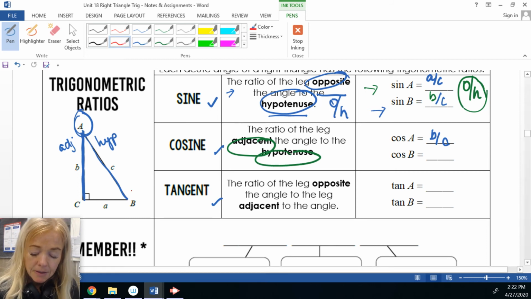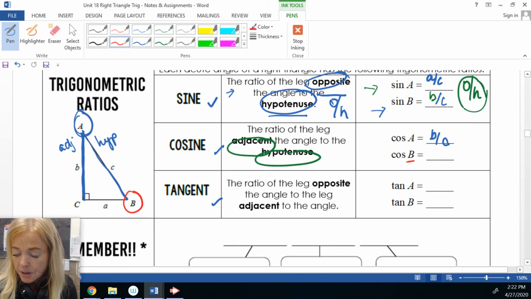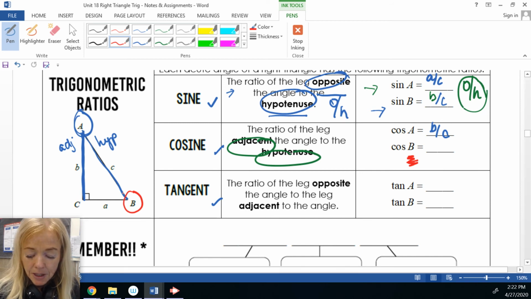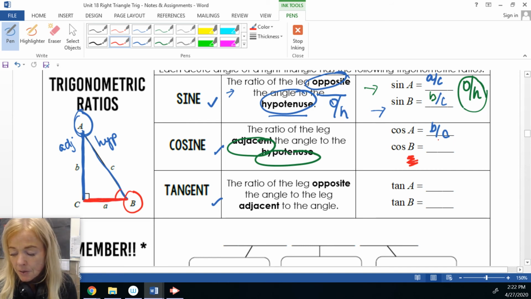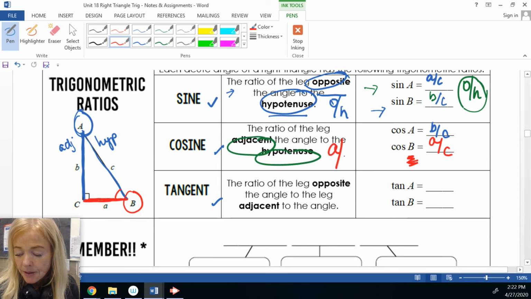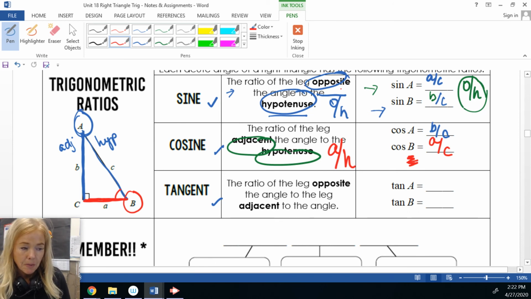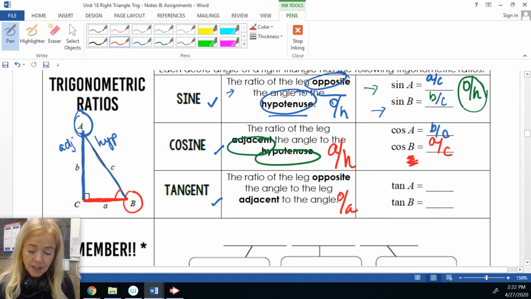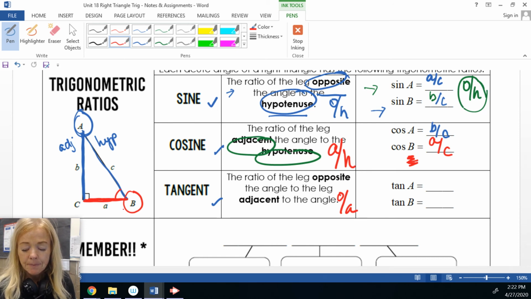But when we're looking at B here, cosine of B, notice the angle follows the ratio. If I'm looking at B, adjacent now is a. It runs right into the angle B right here. So it's a over c, the hypotenuse. Now, remember that's A over H. Sine is O, opposite over hypotenuse. Cosine is adjacent over hypotenuse. And then the tangent is opposite over adjacent. Opposite over adjacent. And again, it depends on which angle you're looking at.